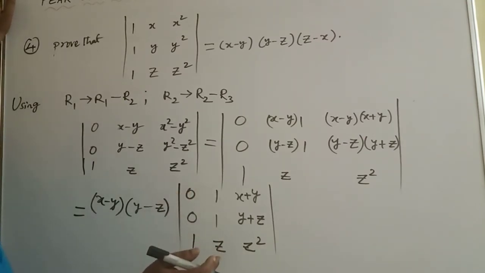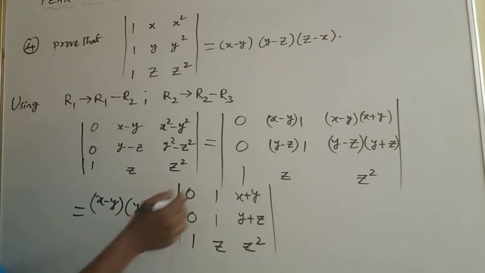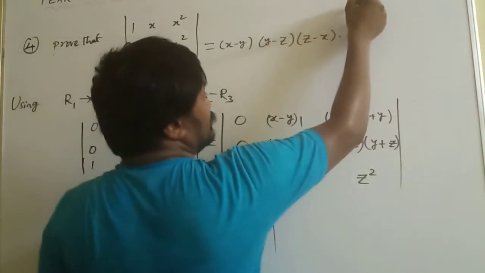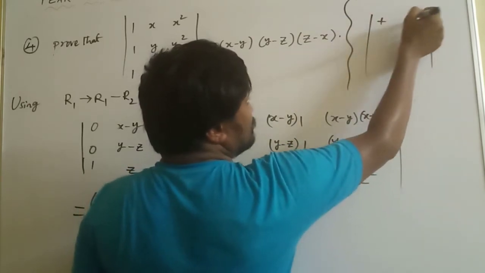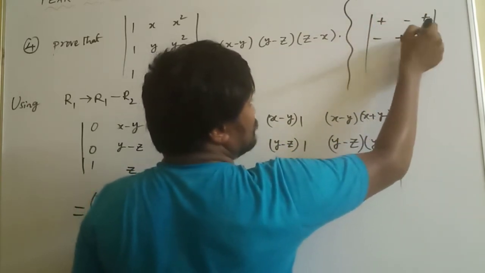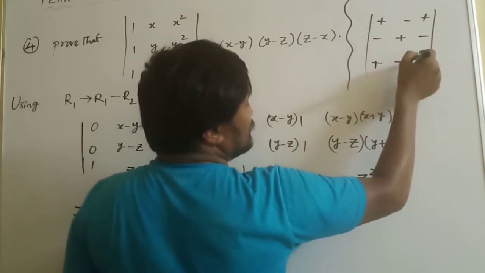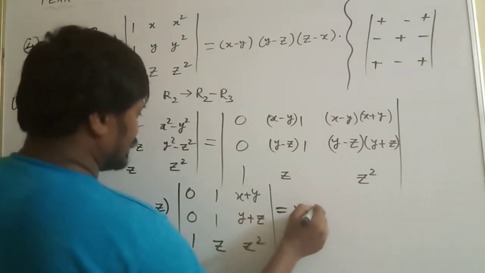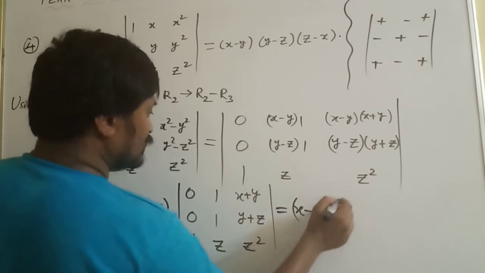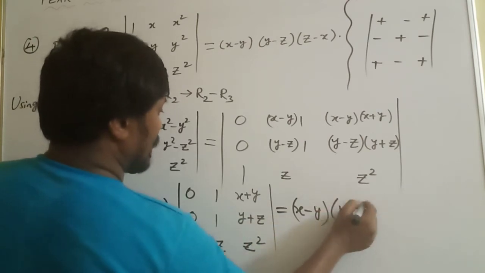So according to us, what are the symbols? Have you remembered the symbols to solve easily? So first one it is plus, minus, plus, minus, plus, minus, plus, minus, plus. So now where is minus, where is plus, you remember here and we can complete this. So this is equal to, what we will write, x minus y into y minus z.